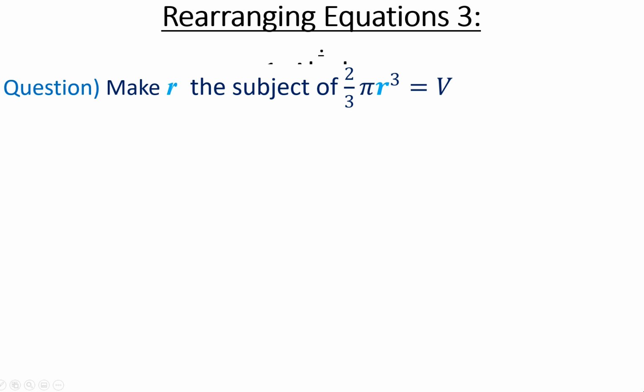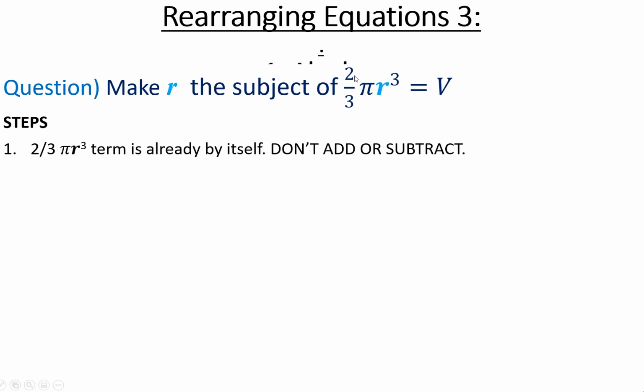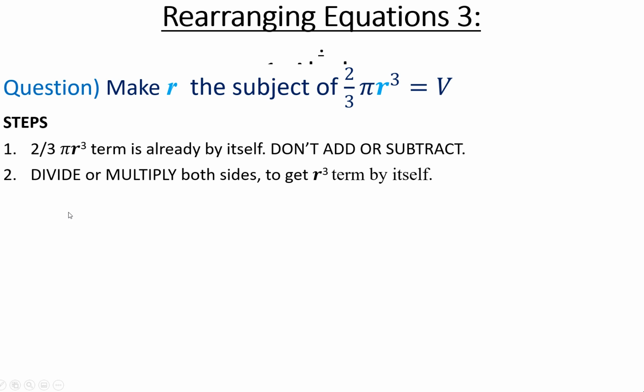So now we're going to get to the last question, the practice question. This is where we want to make R the subject of 2/3 pi R cubed equals V. Now in this case, we see this term is already by itself. There's nothing added to or subtracted from this whole term, right? So we don't need to add or subtract anything. So we can skip straight to the next step.